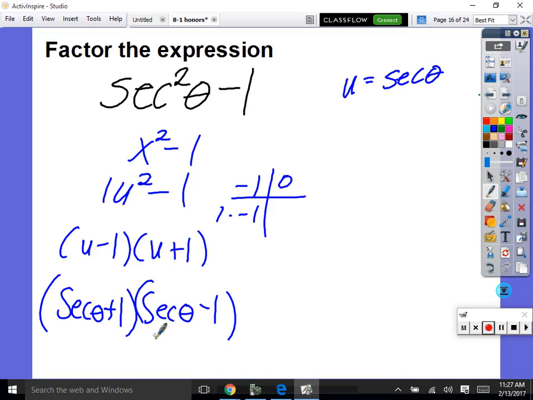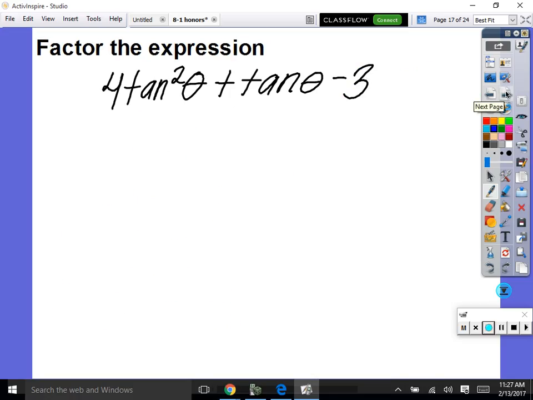So I just did a u substitution, because that's just the same thing as u. Does that make sense? This one, yeah, we're just factoring. So it says factor the expression. So same thing here, guys.